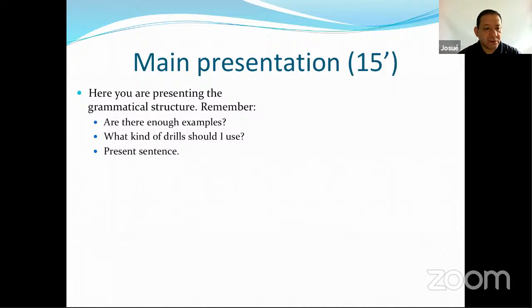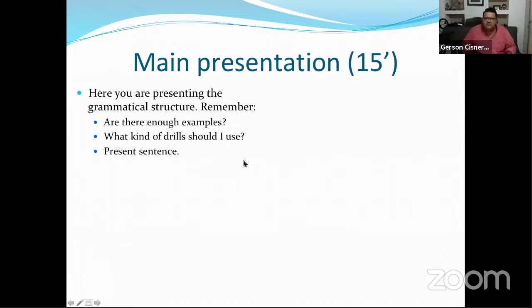Present sentence. Very good. So in this part, you do the timeline, you do the sentence, you do everything to understand. Well, no, the timeline wasn't the warm up. But here you write the sentence, and it has to be with enough examples. And the drills. Okay, what are drills? Do you know what a drill is? Drill is a synonym for activity.